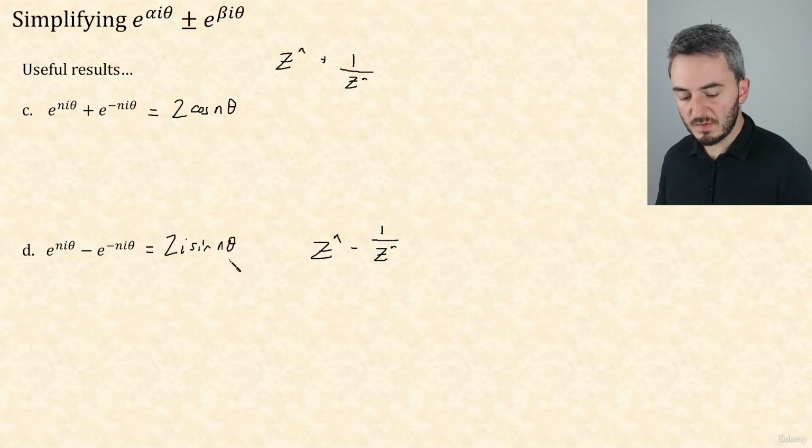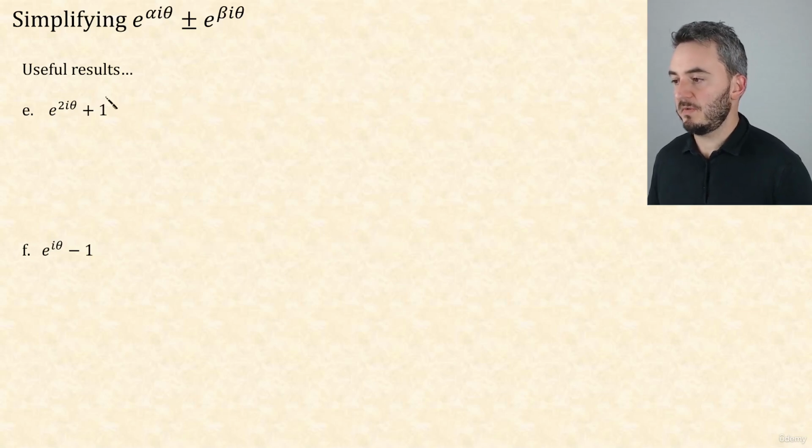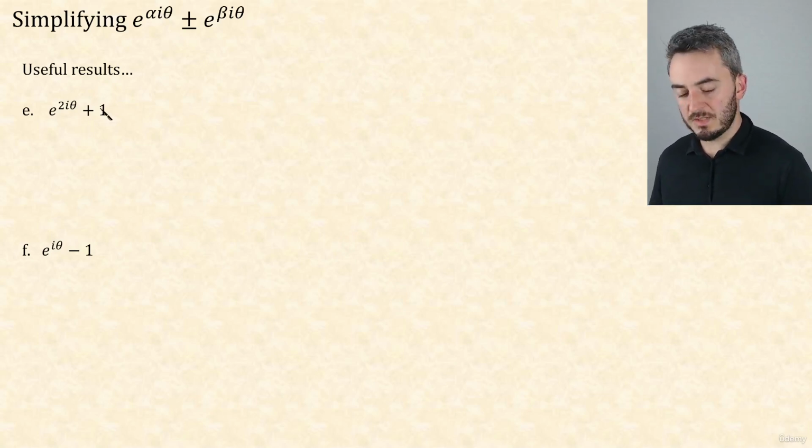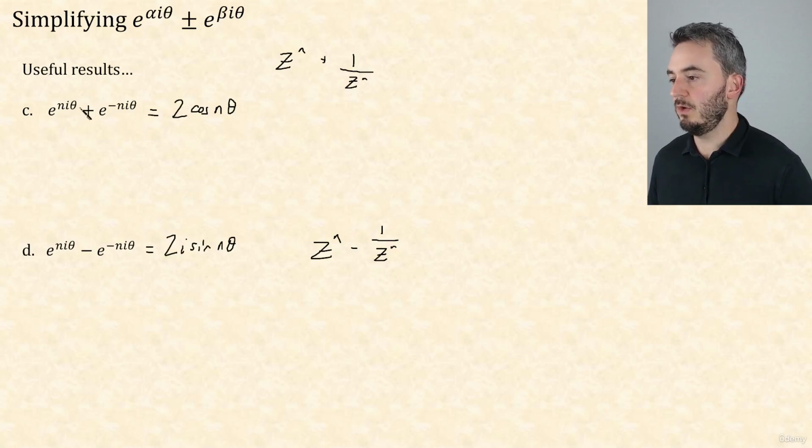Okay, here's why you need to recognize these things. Sometimes we need to simplify things like this, e to the 2i theta plus 1. Well, how does that relate to what we had before? Well, notice that what we had before always involved a positive version and a negative version. So in both cases, it's n i theta and minus n i theta, and the same here.